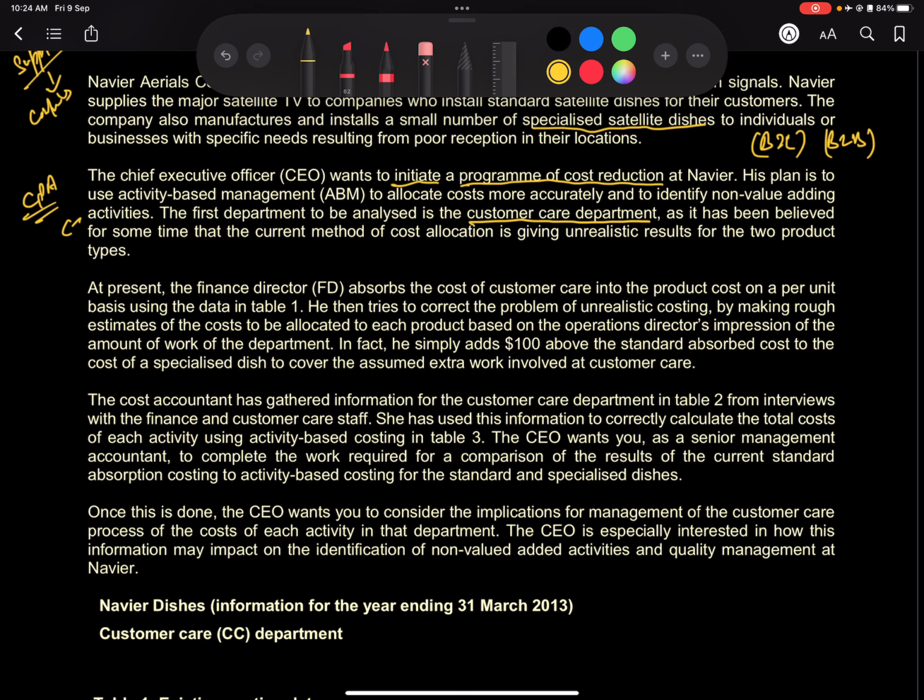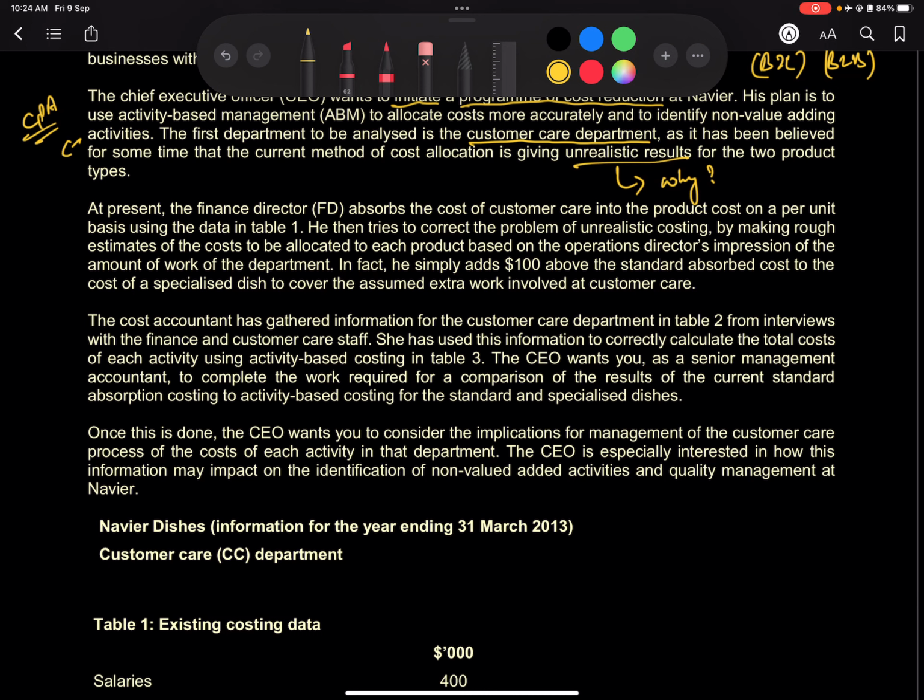It is believed that the current cost allocation is giving unrealistic results for the two products. Why? It could be due to standard costing or absorption costing, whatever they are using. At present the FT absorbs the cost of customer care into the product on a per unit basis. So it's a traditional approach. Say the total customer care cost is 100,000 and the number of devices they produce is 10,000.